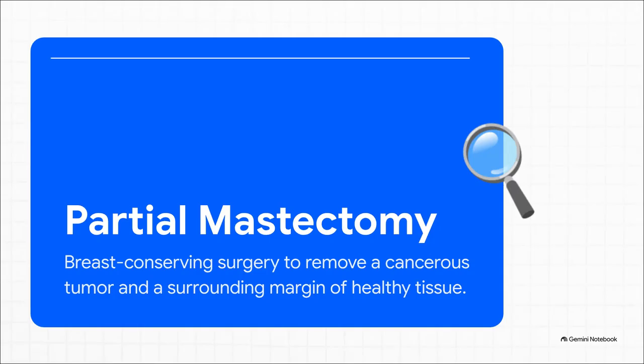So our absolute main goal today is mastering that delicate balance between oncologic clearance and cosmetic preservation. And it really all comes down to a concept called oncologic intent. You see, a partial mastectomy, which is CPT code 19301, is a breast-conserving surgery specifically performed to remove a cancerous tumor along with a surrounding margin of normal, healthy tissue. We are strictly coding for cancer resections here, so we don't use this code for a simple benign cyst. The absolute keyword to hunt for in your documentation is margins.